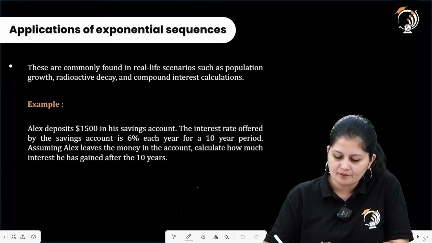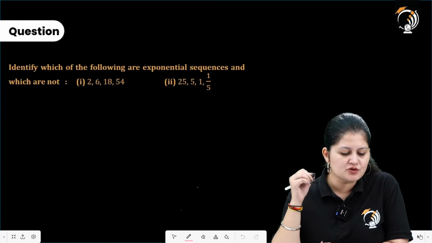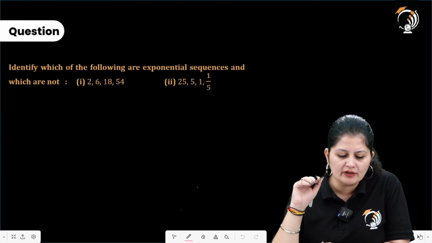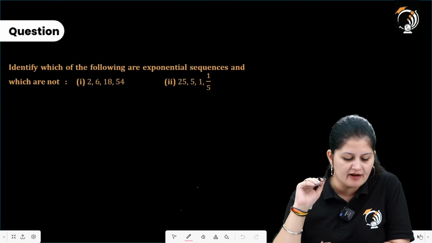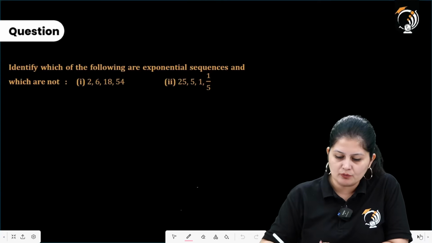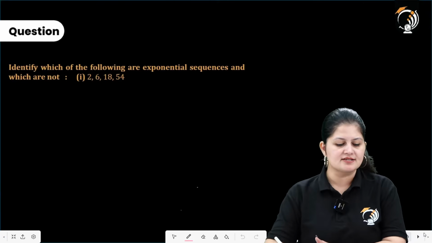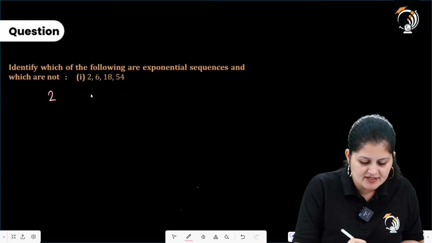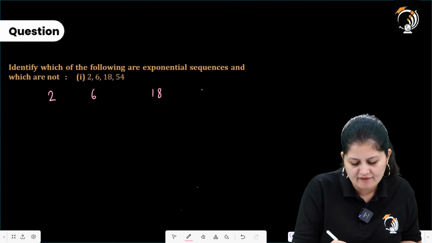Okay. Now, moving to the next question, identify which of the following are exponential sequences and which are not. Talking about the first sequence here, it says 2, then we have 6, then 18, then 54.